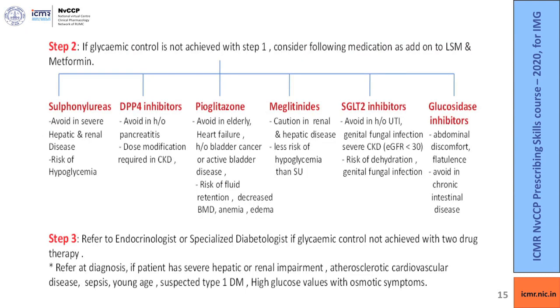If glycemic control is not achieved with step 1, that is lifestyle modifications and metformin, consider adding one or more of the following medications. Now, the other oral antidiabetic medications that are used are sulfonylureas, DPP4 inhibitors, pioglitazone, meglitinides, SGLT2 inhibitors and glucosidase inhibitors. However, at this point let us remember that it is recommended that a patient requiring more than one oral antidiabetic therapy and not responding to lifestyle modifications and metformin is best referred to an endocrinologist or specialized diabetes center if glycemic control is not achieved.